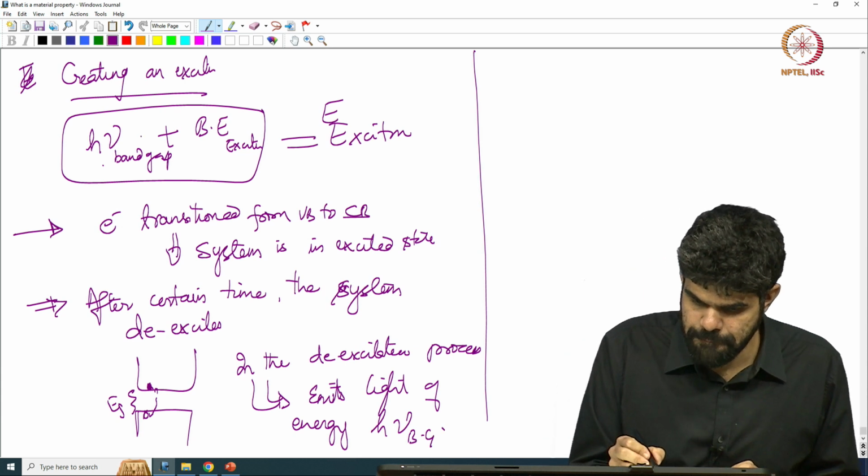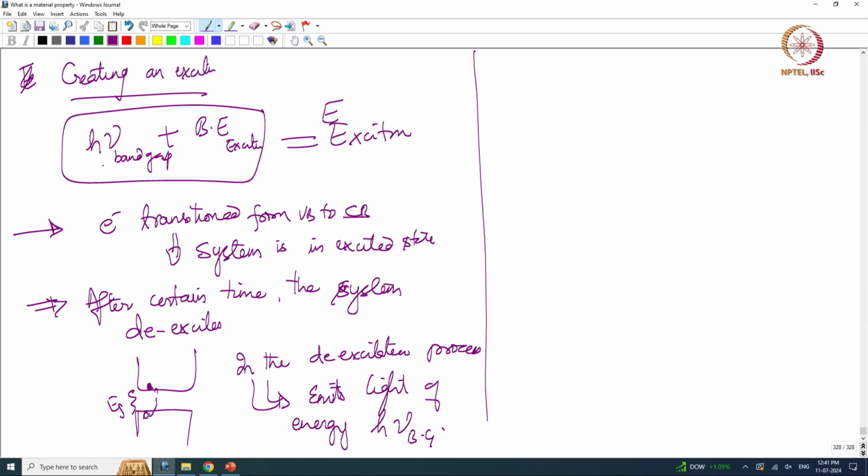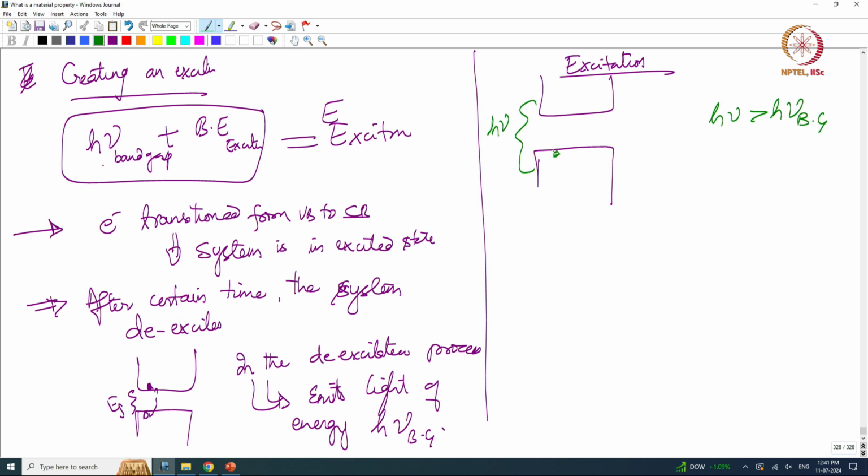Actually, okay, let us put it this way. Let us talk about the excitation process. Let me clarify this because there can be more questions here. When I am exciting, I am giving an energy which is this much. So, h nu is greater than h nu band gap. As a result, I create an electron hole pair, that is okay.